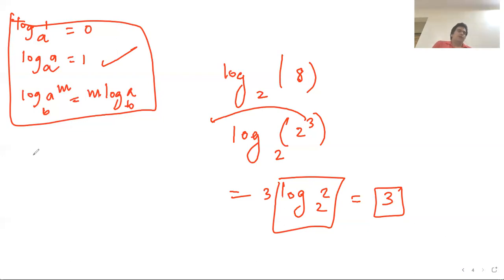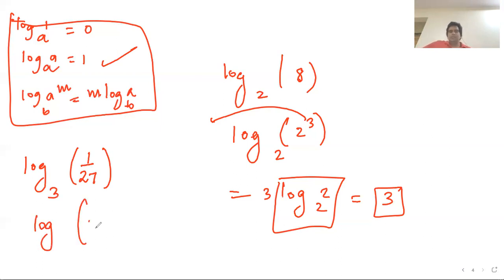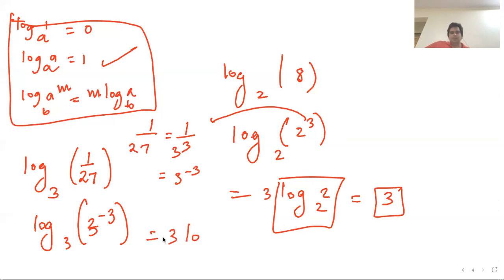If I wanted to find out, let's say, log of 1 over 27 to the base 3. This is one of the common questions that you'll see. 1 over 27 can be written as 1 over 3 cubed, which is 3 to the power negative 3. So this becomes negative 3 log 3 to the base 3. So that's negative 3 as the answer. This is the exact value based on these properties.